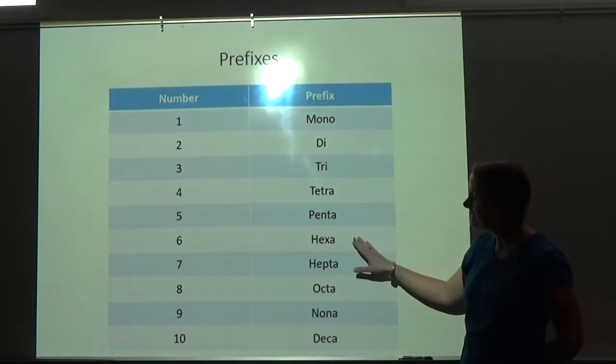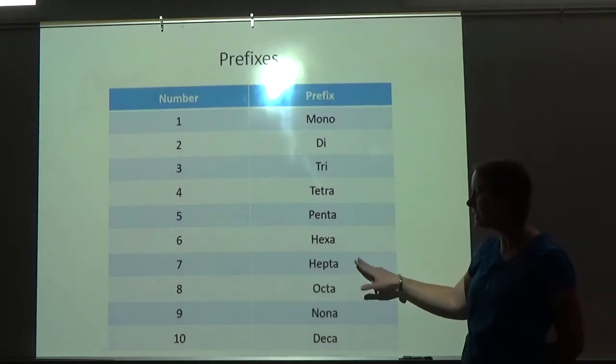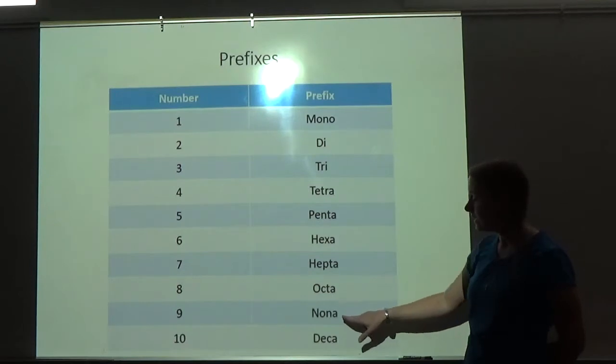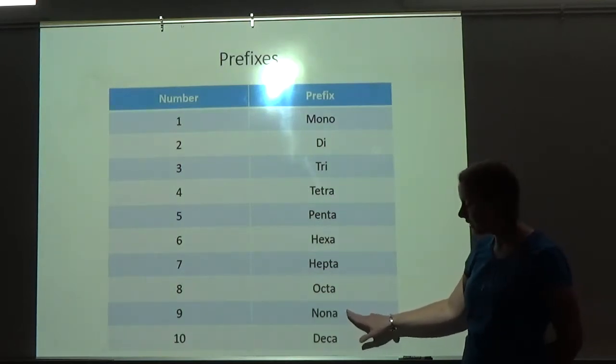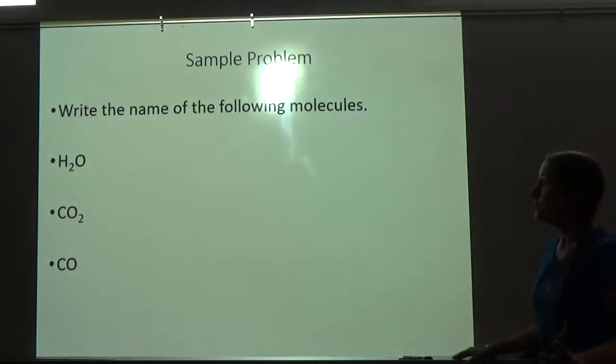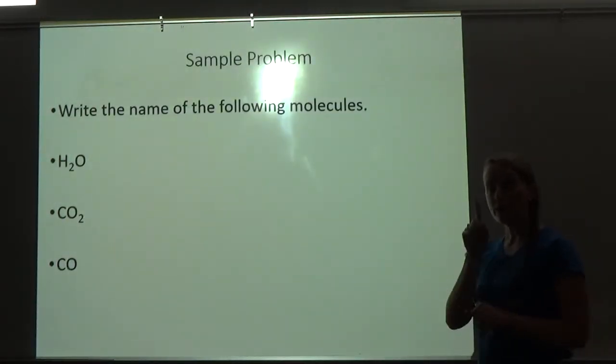5 is penta, 6 is hexa, 7 is hepta. I get septa a lot for that, but it's hepta. 8 is octa, 9 is nona. A lot of people want to put nano, but it's nona. And 10 is deca, like a decade. So remember, the only time you don't use a prefix is if the first element only has one atom, or no subscript.